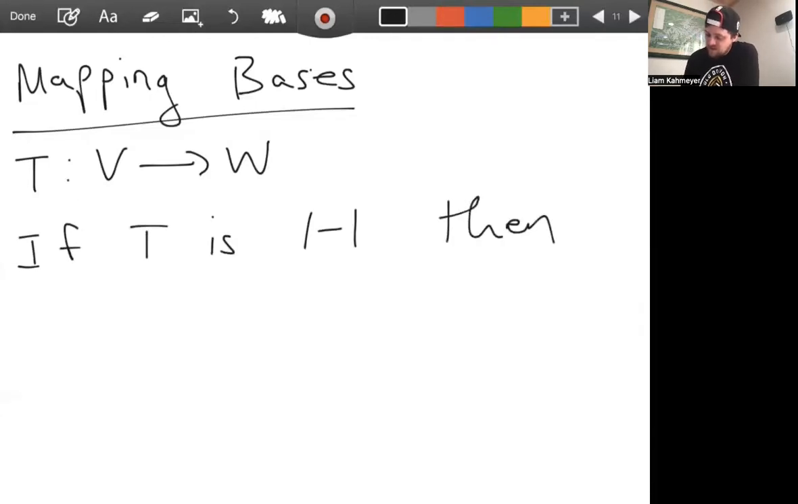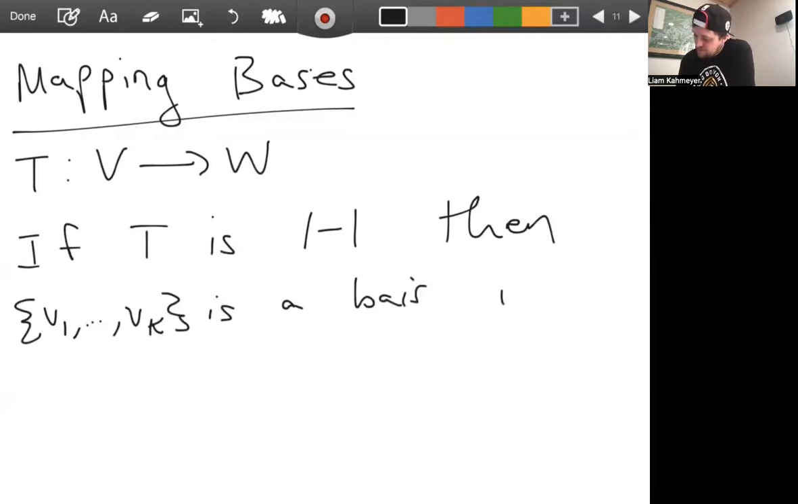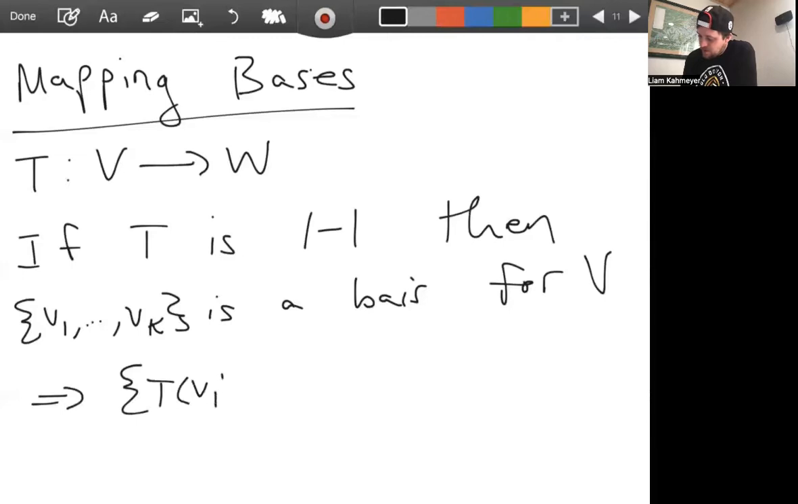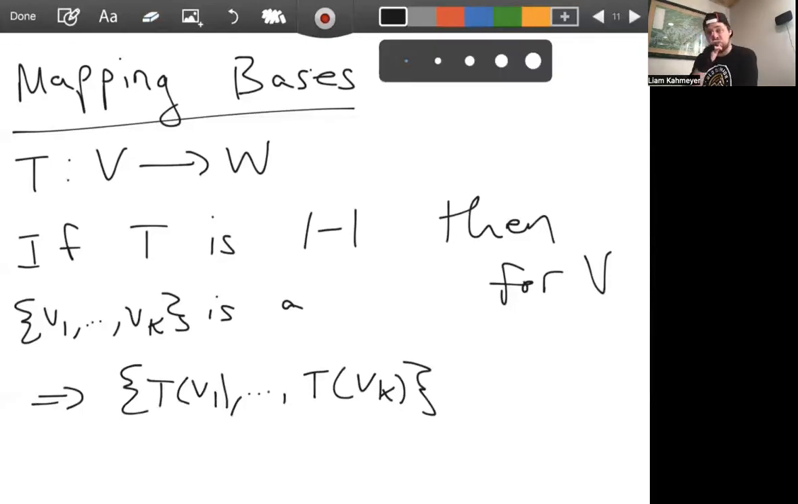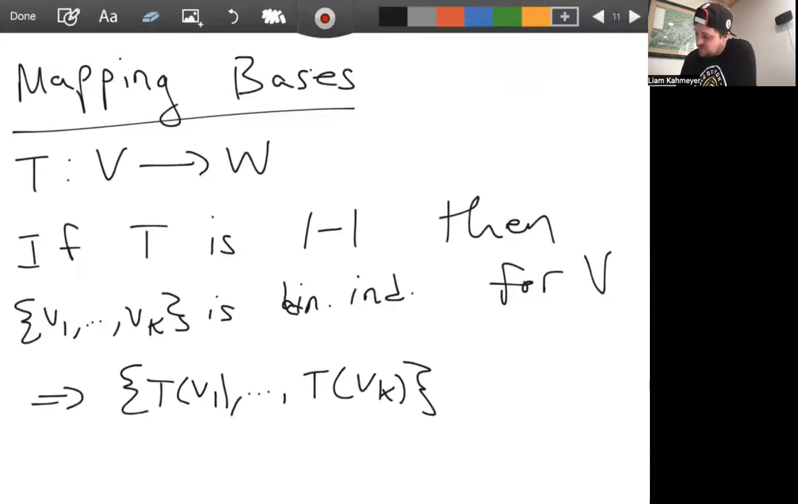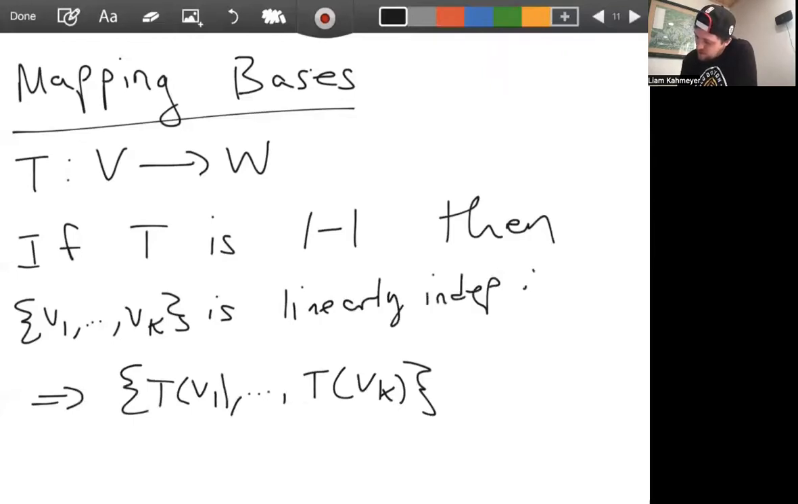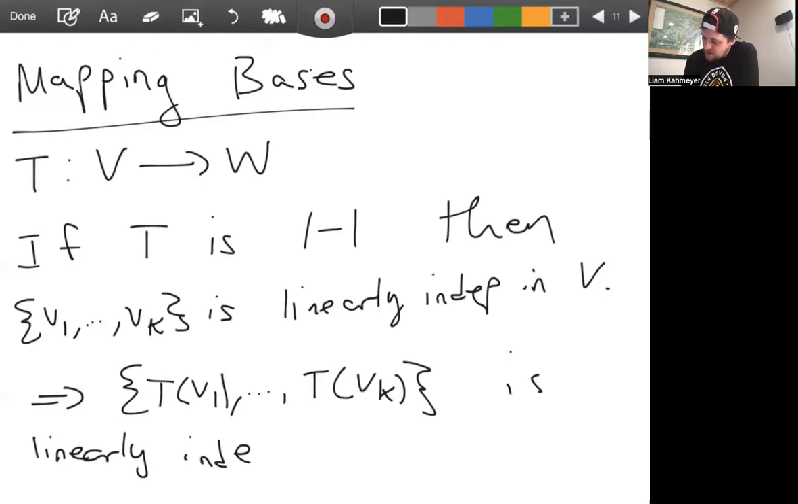then if we have a basis, let's say V1 through VK is a basis for V, then this implies that T of V1 through T of VK, well, let's not say a basis. Let's just say linearly independent for now, because we're only looking at an injection. So if we have a set that is linearly independent in V, then this implies that the image of this linearly independent set is also linearly independent in W, okay? And really this is a theorem here.